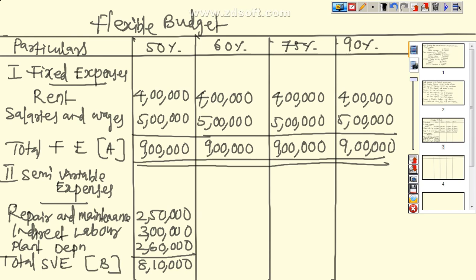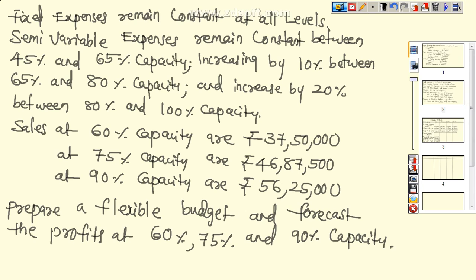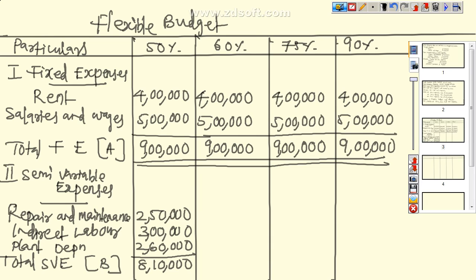Now for next level, what is the adjustment given for semi-variable expenses? Semi-variable expenses remain constant between 45 and 65% capacity. First we have to identify the level which comes under 45 and 65. So 50% is the given level, so this level comes under the category where it remains constant. So we have to write the same amount. Semi-variable expenses means which are partially fixed and partially variable. Some level it remains constant and some level it may change. So here we have to write 3 lakh and here also 2 lakh 60,000. So total is equal to 8 lakh 10,000.